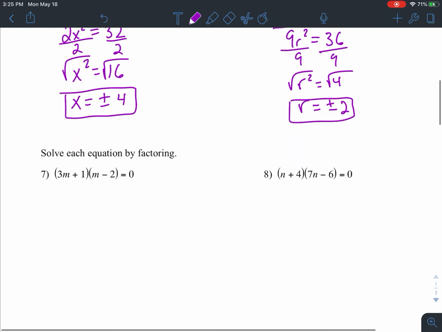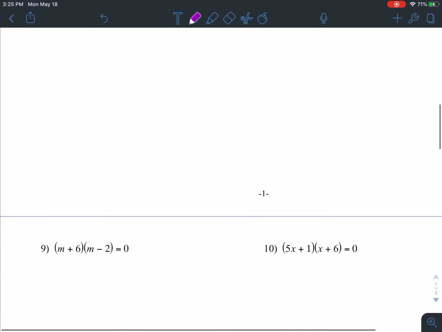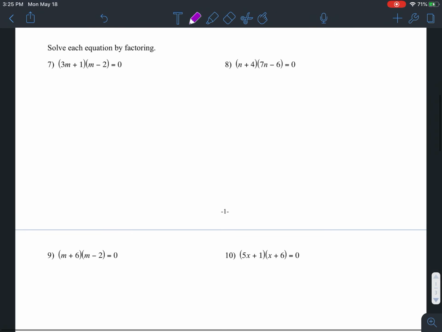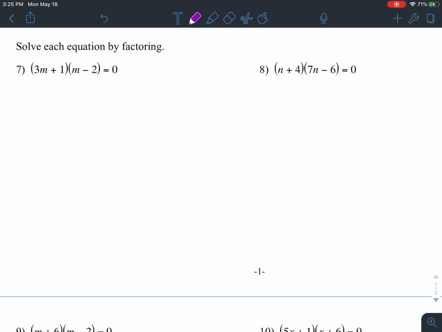Either one will work. Okay, moving on to the next section, 7 through 10. There are 4 examples of this problem. You will have 2 on your quiz, just like this. Okay, remember these problems were super easy. They're already set up. This is what we call zero product property. It says solve each by factoring. They're technically already factored for you. So all you need to do is solve for the variable in each parenthesis.